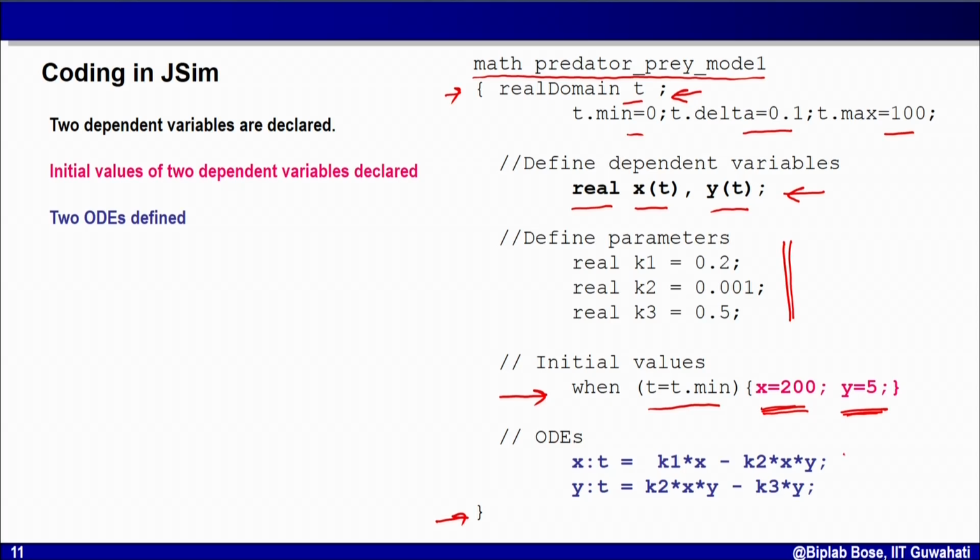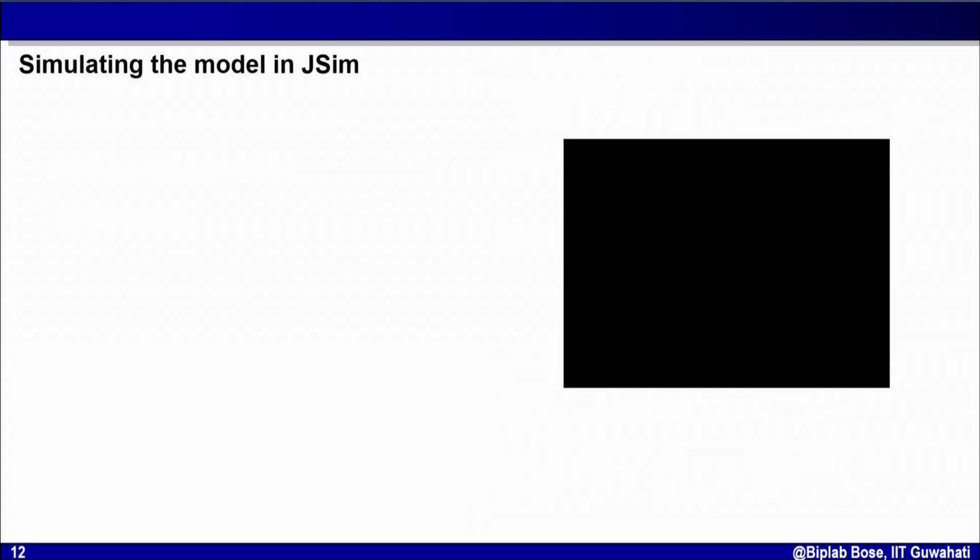Now I am left with defining the ODEs. So I have to define 2 ODEs, one for dx/dt, one for dy/dt. So x:t, that is the dx/dt, and you have the components here, k1 into x minus k2 into x into y. Second ODE is dy/dt, that is written as y:t, and then k2 x into y minus k3 into y. That's all. We have defined 2 variables, 2 ODEs, and we are ready to simulate it. Let's see how it works.